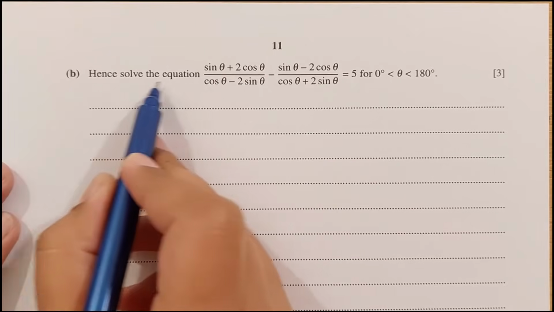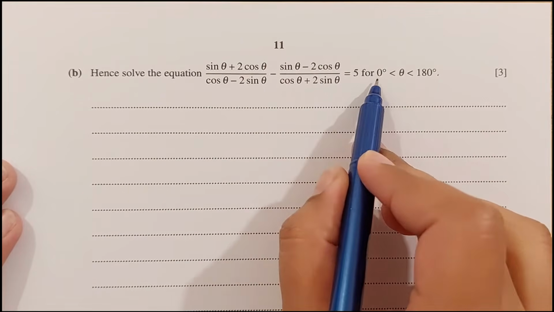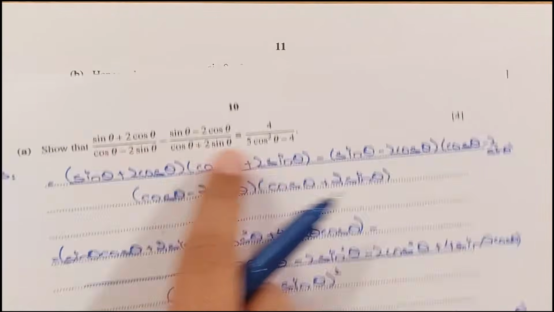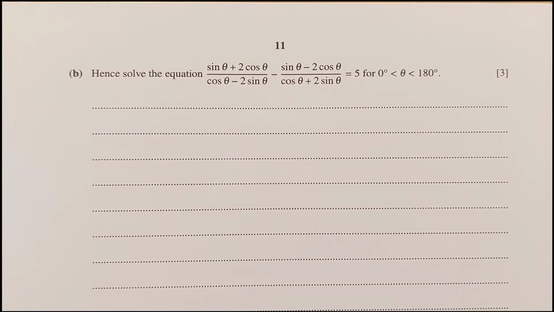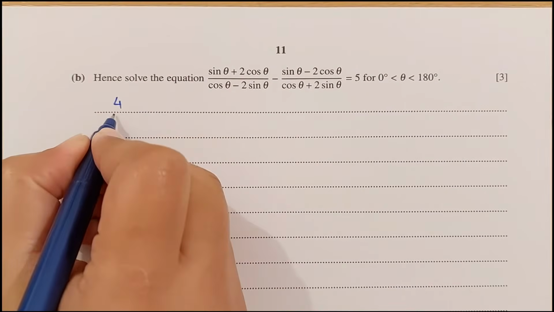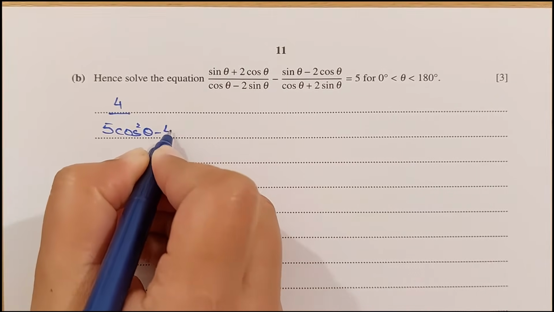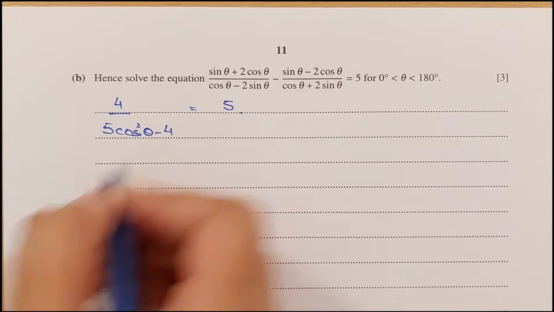Now for part B, hence solve the equation. This whole equation equals 5 for theta between 0 and 180 degrees. Okay, so as you can see, this whole equation equals 4 over 5 cos square theta minus 4, right? So we can say that 4 over 5 cos square theta minus 4 equals 5, right? Now let me do the cross multiplication.